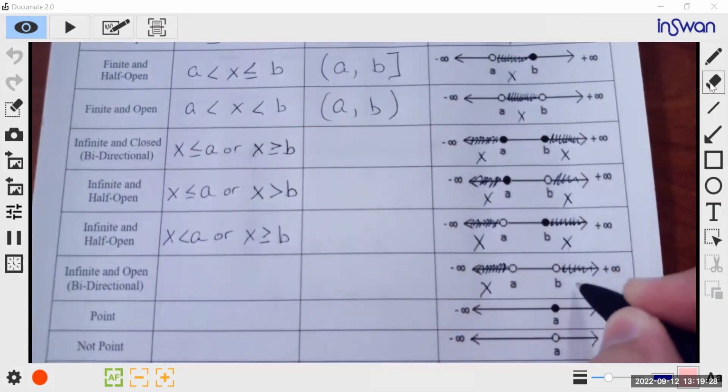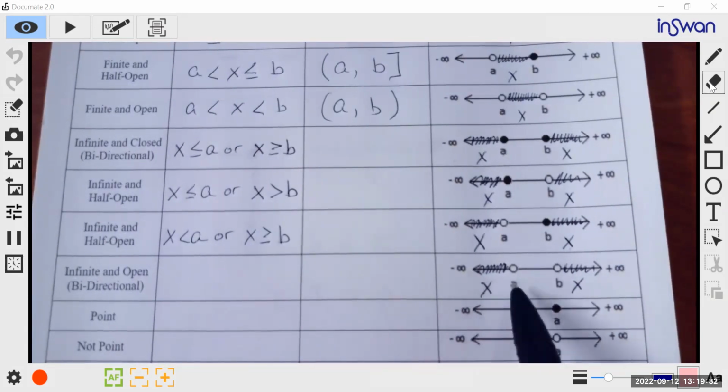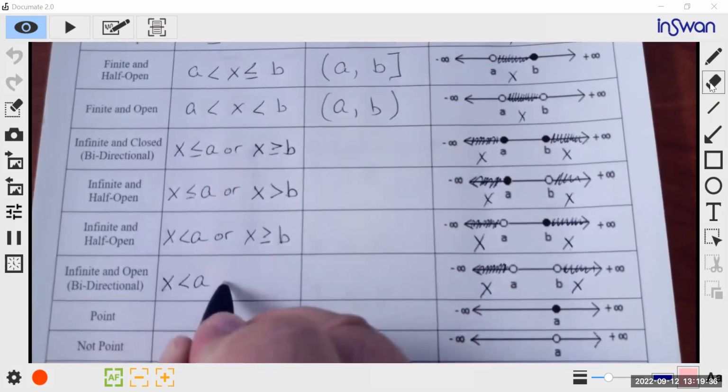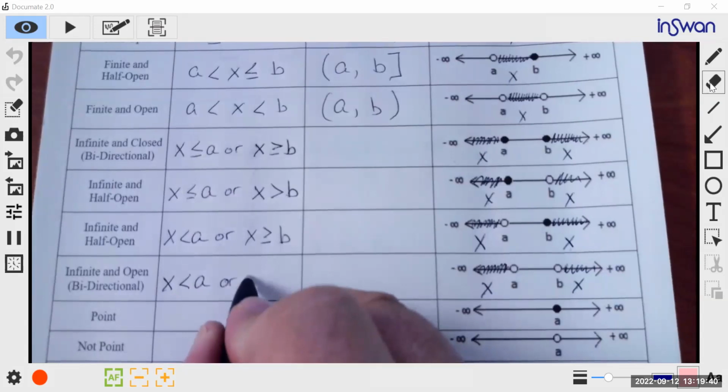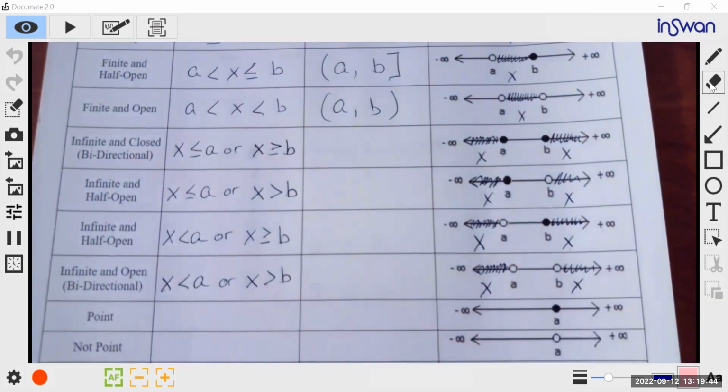Because we're always referring to what the value of X is. In this case, X is to the left of A, then X is less than A. Here, X is to the right of B, so X is greater than B. Since they're open, they cannot be equal.